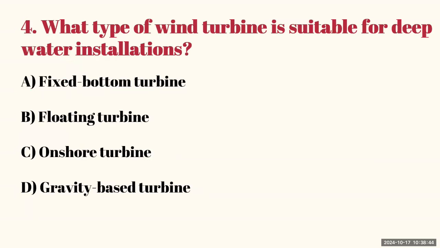Question number four, what type of wind turbine is suitable for deep water installations? So is it A, a fixed bottom turbine? Is it B, a floating turbine? Is it C, an onshore turbine? Or D, a gravity-based turbine? So know that we're talking about deep water installations, so typically below 60 meters sea level. So we have a B, we have an A.